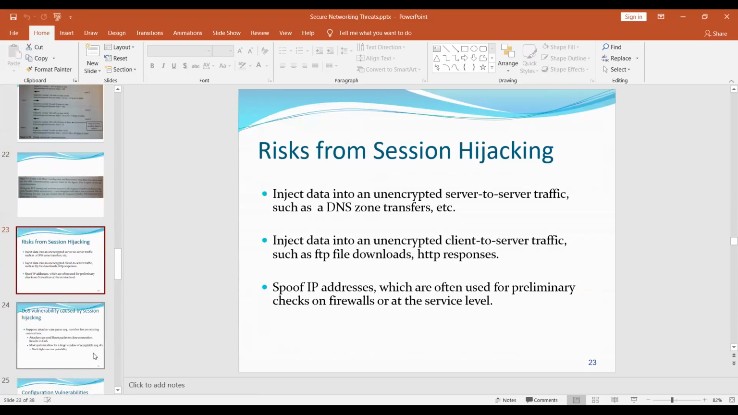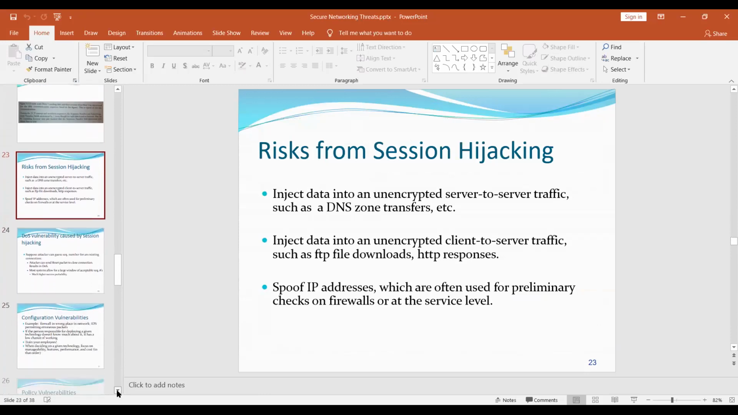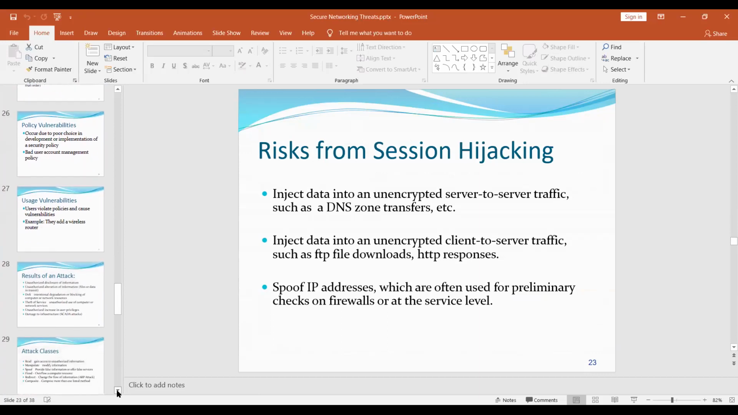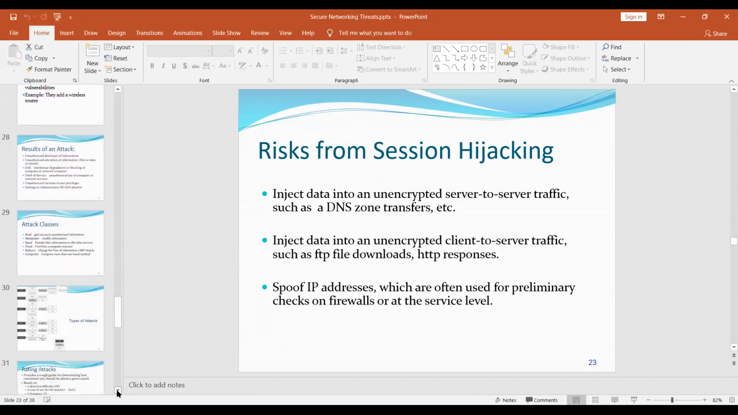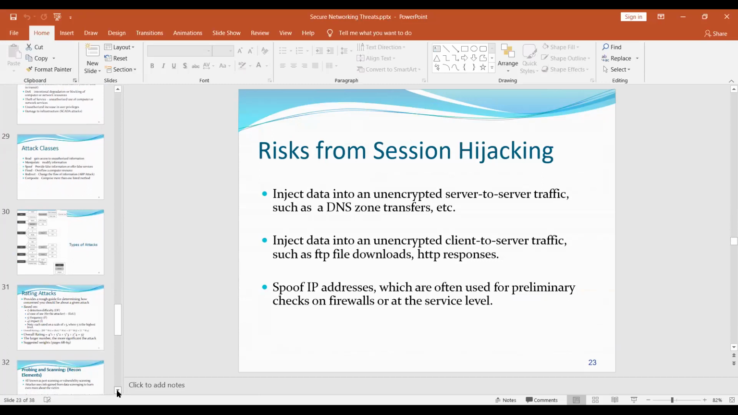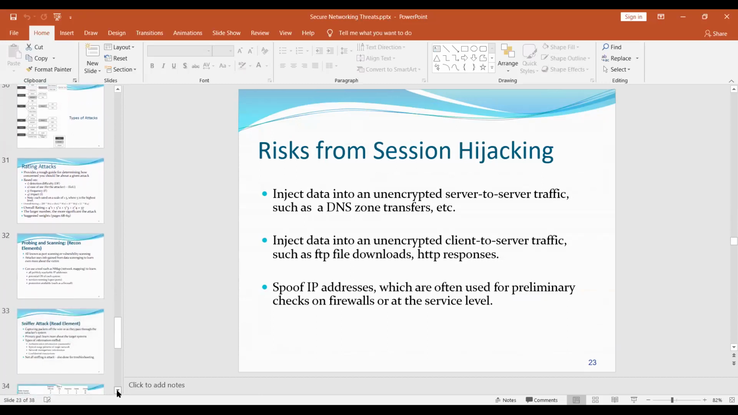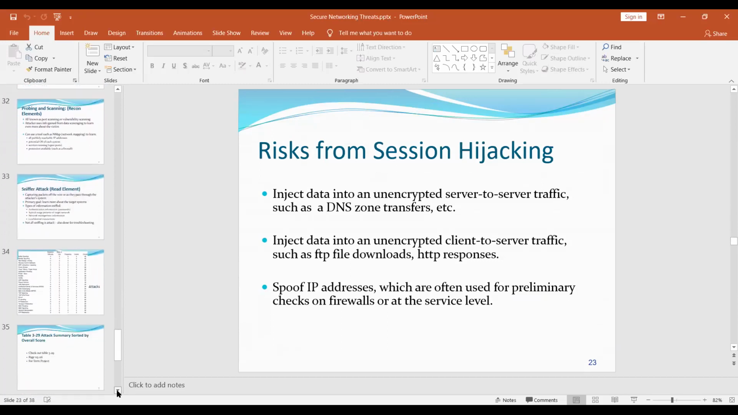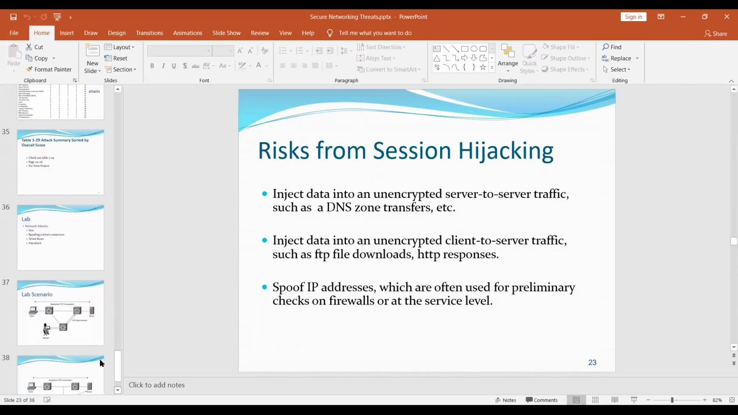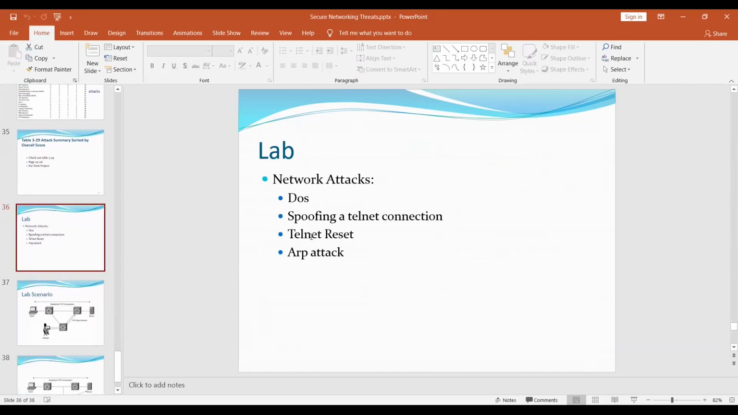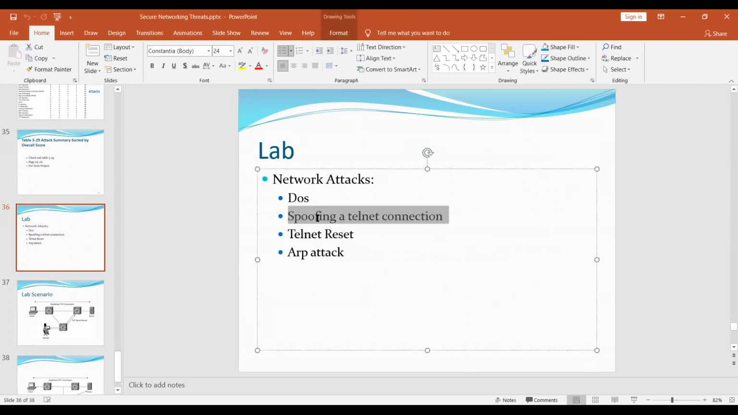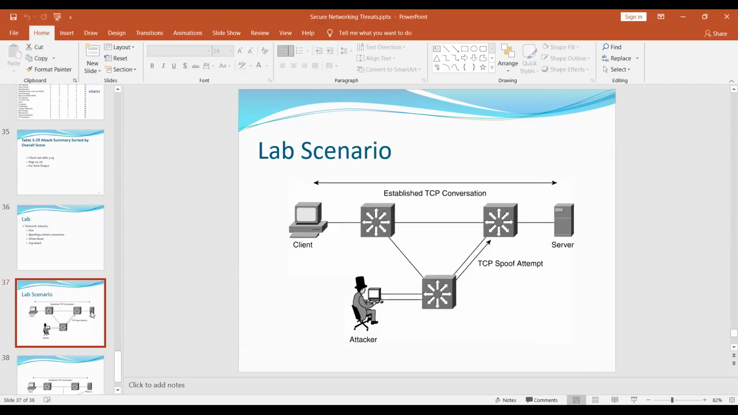We'll also talk about TCP Reset and SYN Flooding, and we'll see from there. So as soon as I think we've covered a good number of them, that should be enough. So here I think I have, yeah, ARP attack, telnet reset, spoofing a telnet connection, which is a really interesting lab, denial of service, and so on.